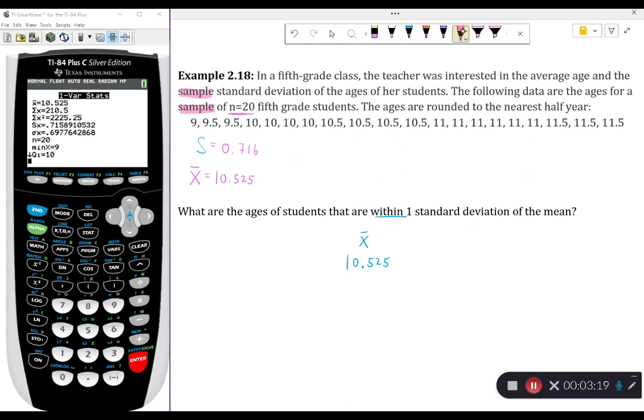Within one standard deviation of the mean means that we're going to look for one standard deviation above the mean and we're going to look for one standard deviation below the mean. So the way that we can calculate these is by taking the mean and adding the standard deviation. In this case, we'll take 10.525 plus 0.716, and we will add them together.